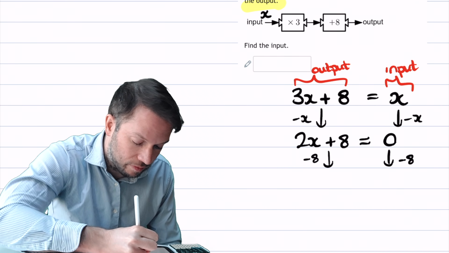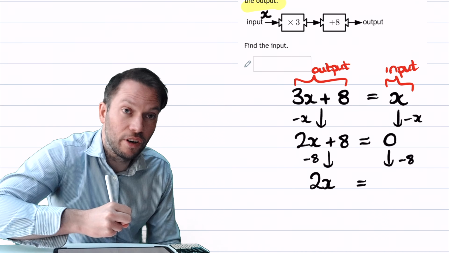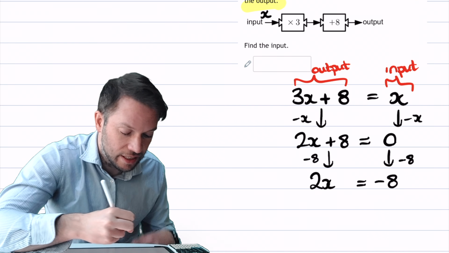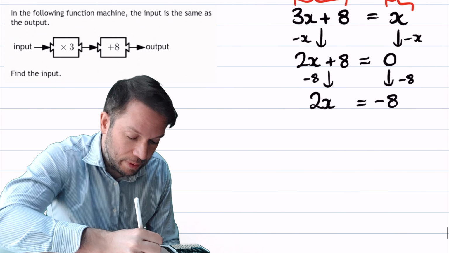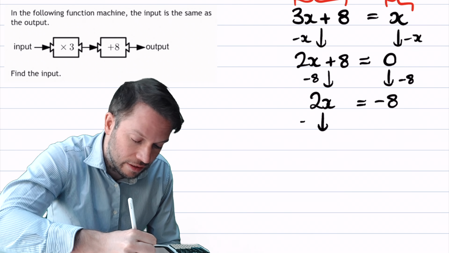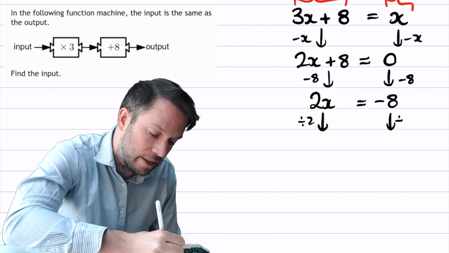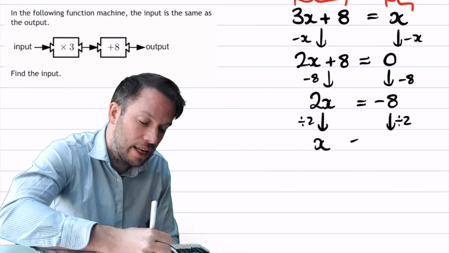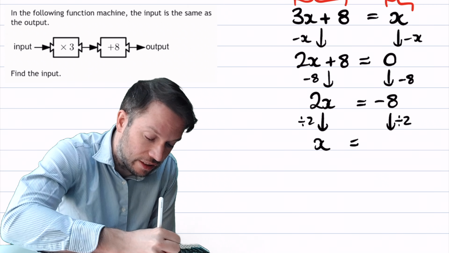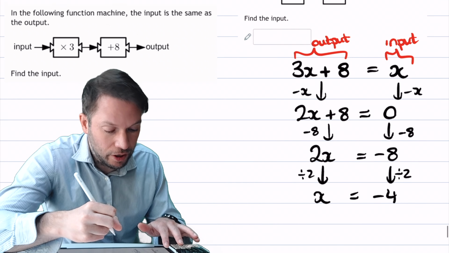So I'm just going to be left with 2x on the left, and 0 minus 8 is minus 8. And then if we divide both sides by 2 to get rid of the 2 in front of the x, the left-hand side just becomes x, and negative 8 divided by 2 is negative 4. And that is the final answer.